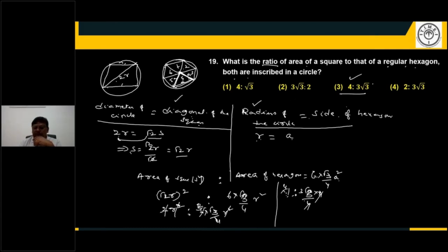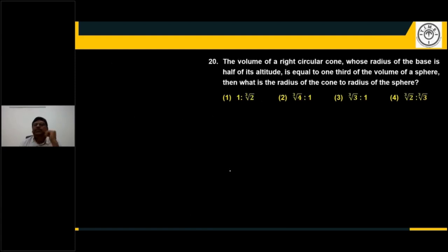Right, students. Let's go to question number 20. Students, the volume of a cone formula is 1/3 pi r square h. Here, the radius is equal to half of the height, or I can say the radius is equal to half of the altitude, which means h will be equal to 2r. If I substitute it here, 1/3 into pi into r square into h, which is 2r, finally it is 2/3 into pi into r cube.